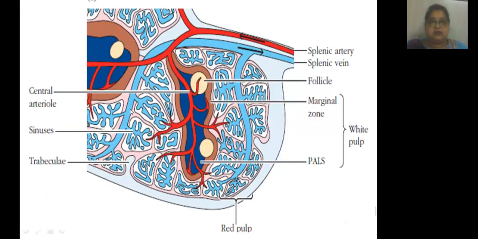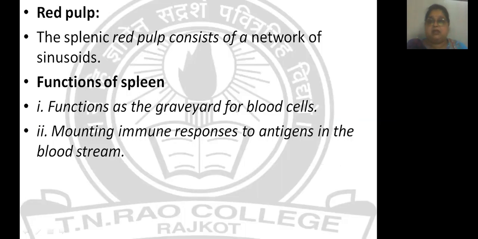This is the spleen. Here you can see the white pulp and red pulp, where different types of blood cells show their immunological activity. The red pulp of the spleen generally consists of a network of sinusoids. Sinusoid means a small passage through which liquid or blood passes into the spleen.